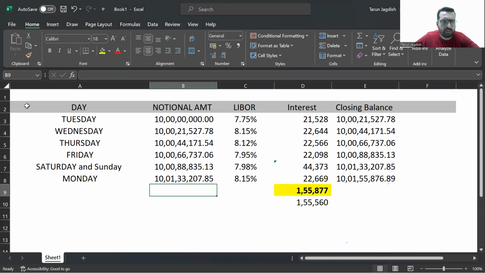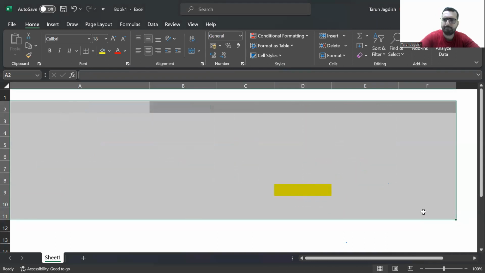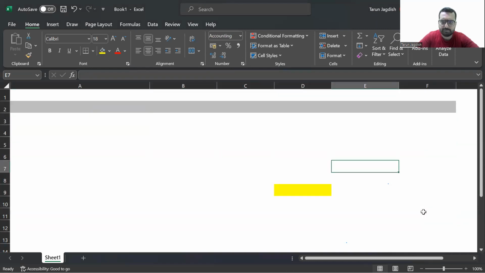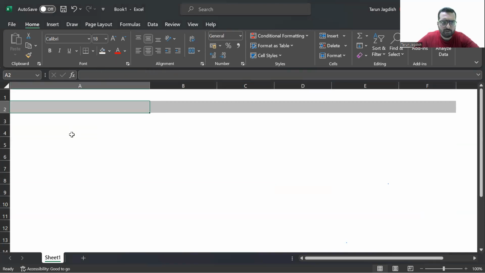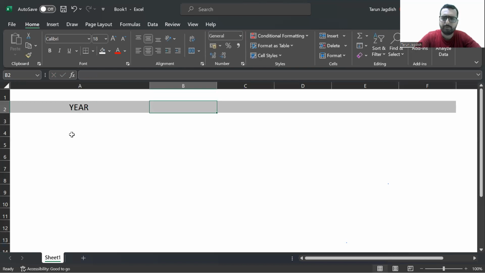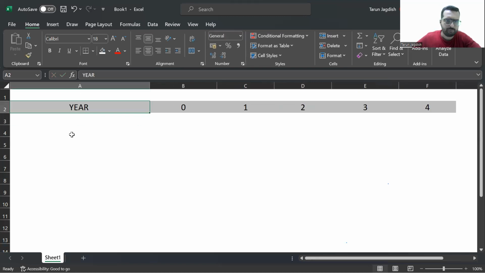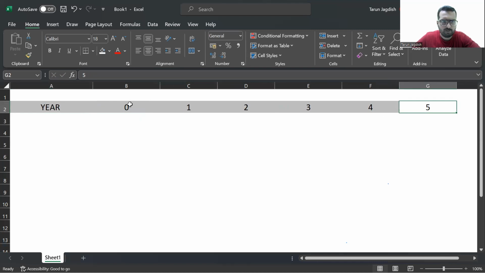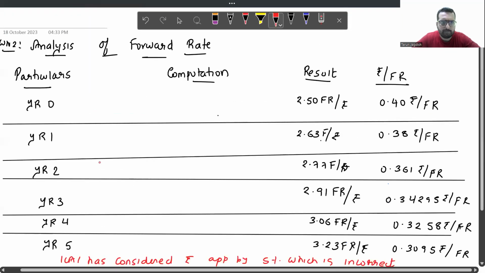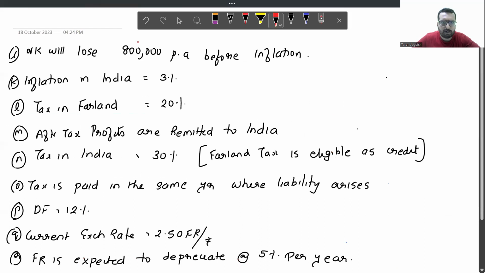Okay, this was already pasted, so I'm deleting this part. Yes. I'll put the heading over here. Year 0, 1, 2, 3, 4, 5. Okay, ready? So now what I'll do is I'll go back to the basic data, read and understand this part one by one.